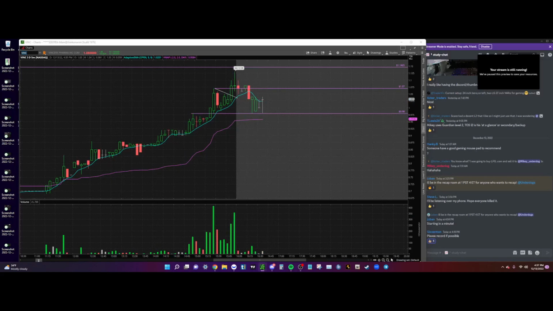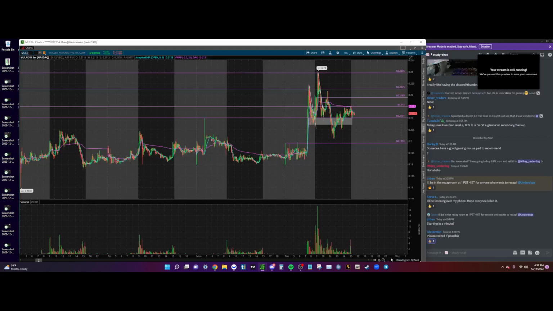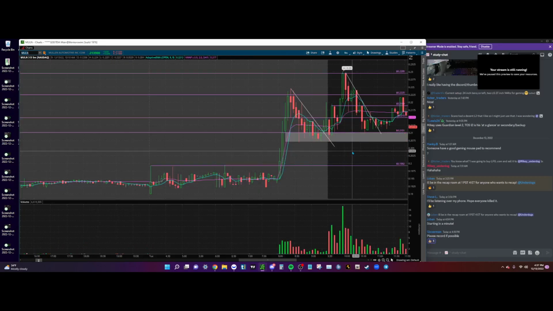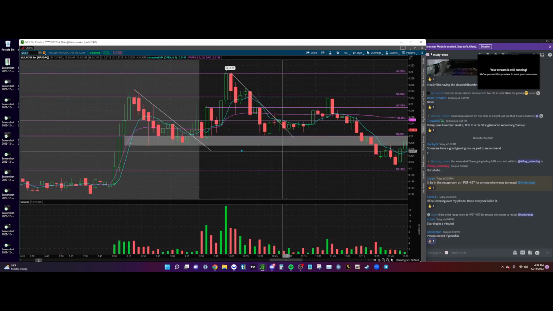Next trade on the day was Mullen. This was actually one from the morning. Nice 5-minute flag on Mullen. Mullen right into the open. Really nice push up here. Low VPA pullback into the 21 pivot. Put this one in the Goblin Gang.